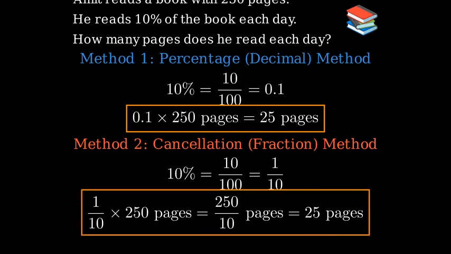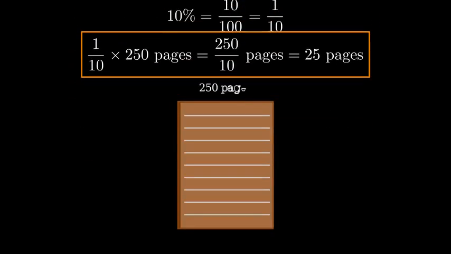Let's visualize this problem. Here's a book with 250 pages. When we take 10%, we're dividing it into 10 equal parts and taking one part. That's 25 pages per day.